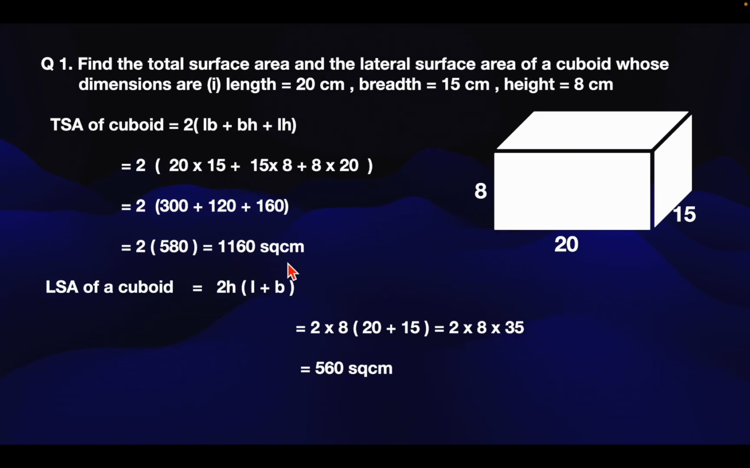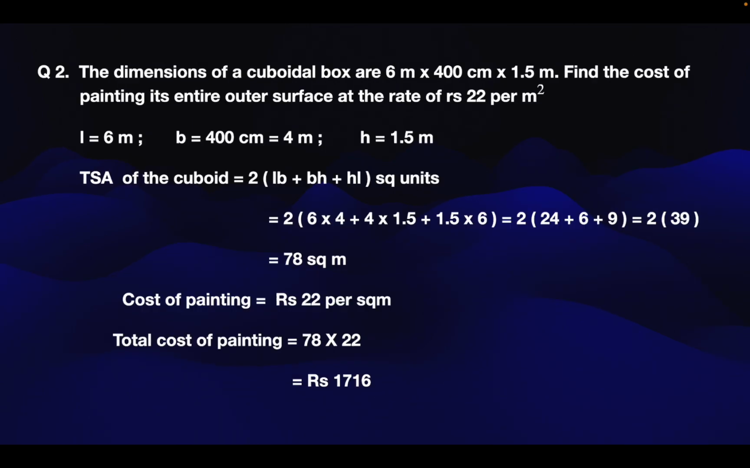Be careful, you should always write the unit. Area, the unit will be square units. So here it is centimeter, so square centimeter. Okay. LSA of a cuboid is 2H into L plus B. Again substitute the values of L and B. Simplify it, you get the answer as 560 square centimeter.